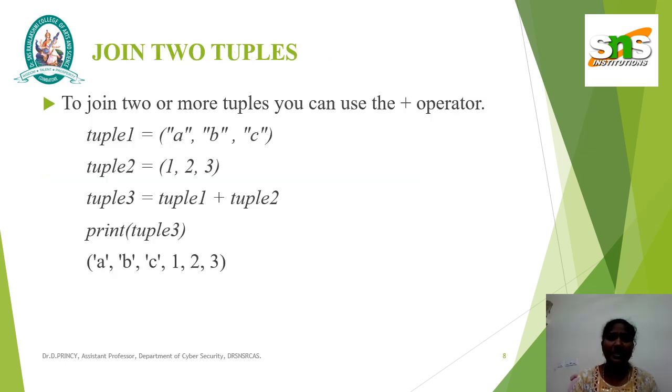Joining 2 tuples. It is simply adding 2 tuples into a single one. For that purpose, we use the plus operator. Tuple 1 has the values a, b, c. Tuple 2 has the values 1, 2, 3. When I combine the 2 tuples, tuple 1 plus tuple 2, and make it tuple 3, the first tuple's elements are added first and the second tuple's elements are appended to the first tuple. So the resultant tuple 3 has the values a, b, c, 1, 2, 3.